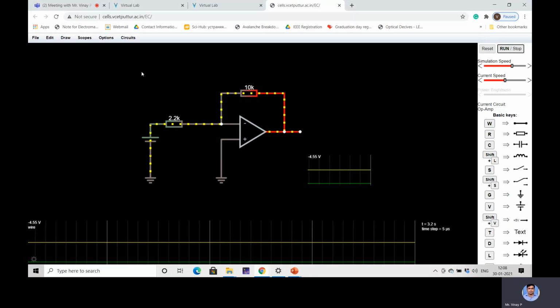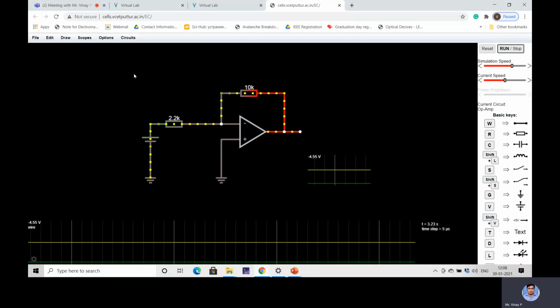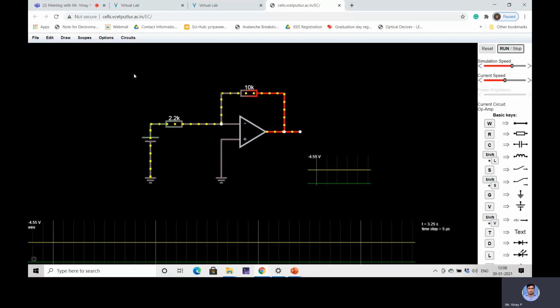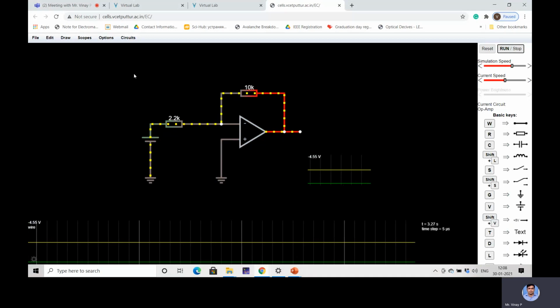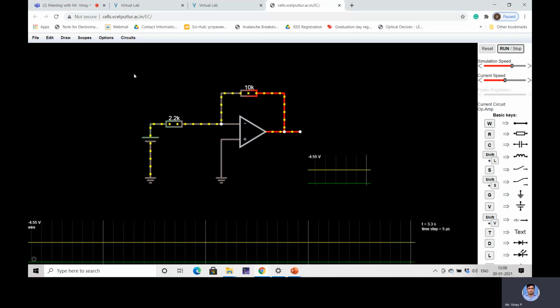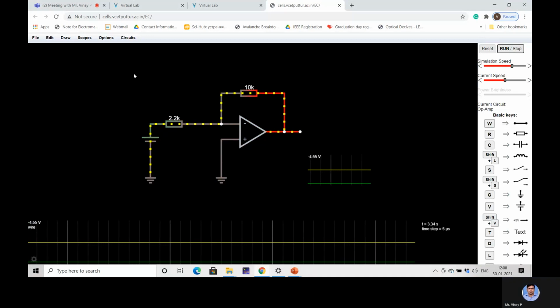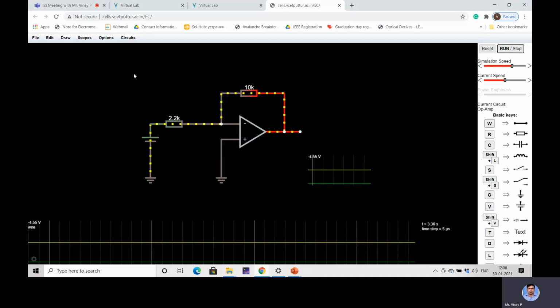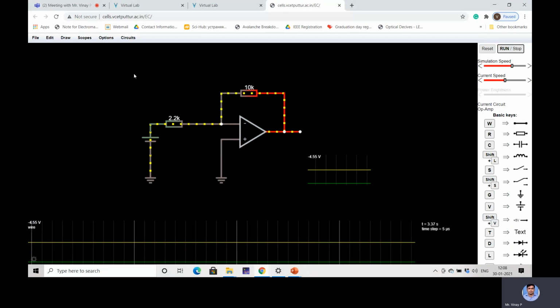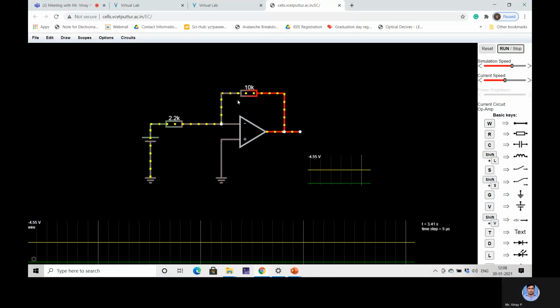In this way, you can construct different analog circuits like amplifiers, oscillators, and rectifiers, and note down the corresponding output by changing the different values of resistance or capacitance. So this is an advantage of using the virtual lab compared to real amplifiers. Thank you.